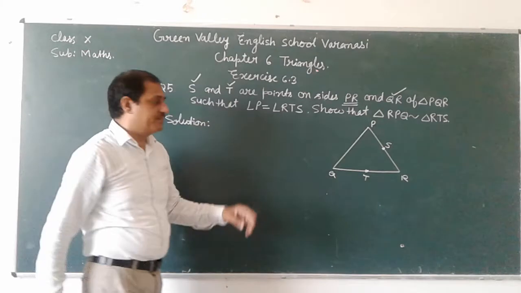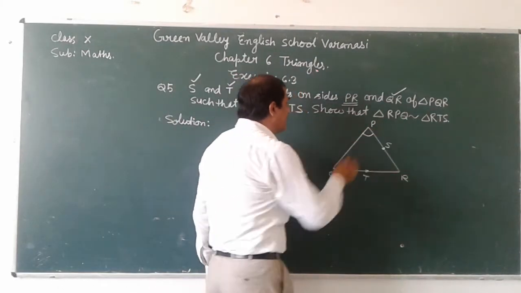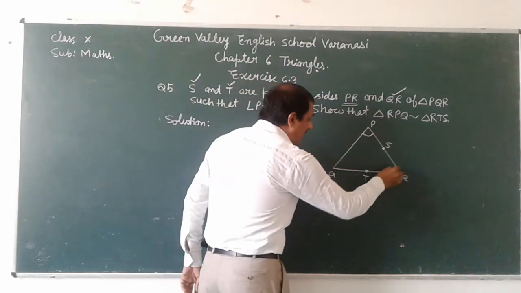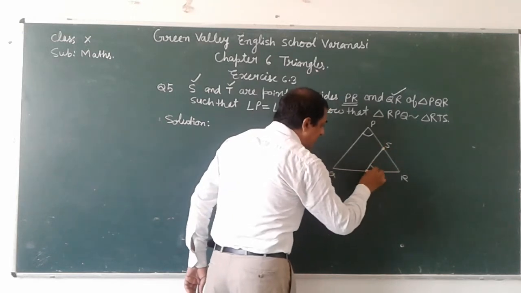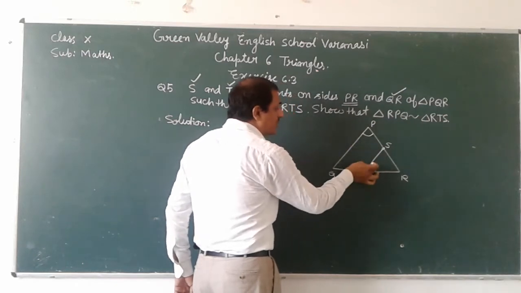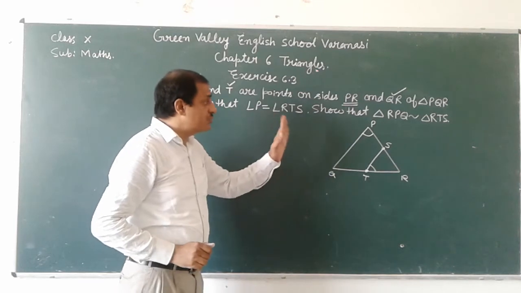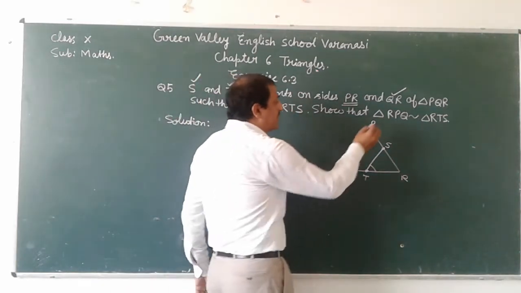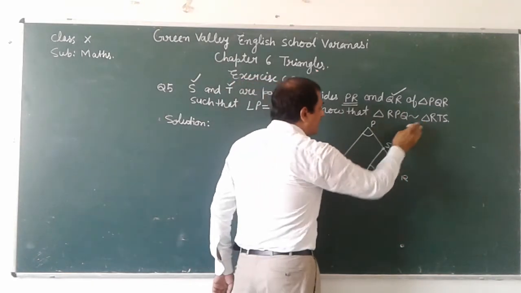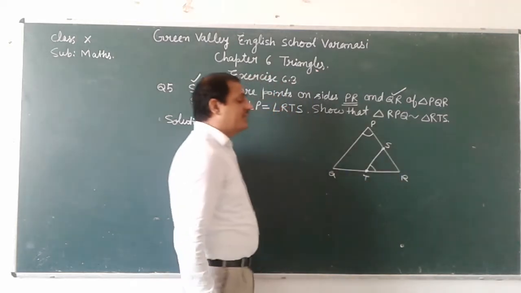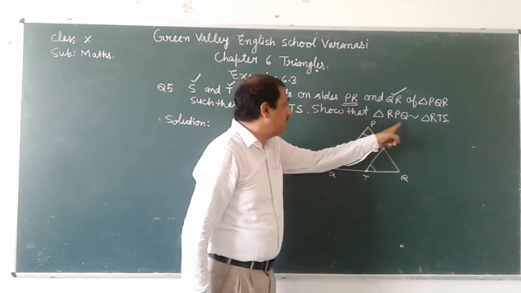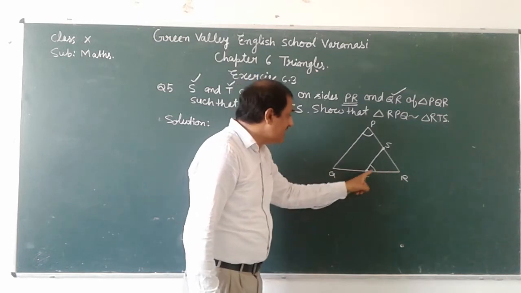Such that angle P is equal to angle RTS. It means the measure of this angle is equal to the measure of this angle. These two angles are equal to each other according to this question. Show that triangle RPQ is similar to triangle RTS. Here we are going to prove triangle RPQ is similar to triangle RTS.